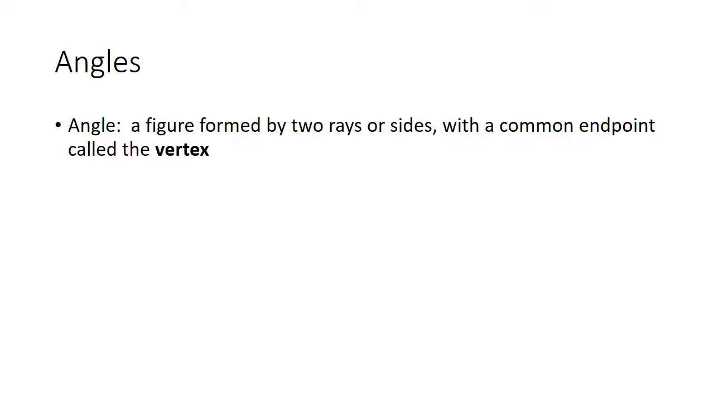An angle is a figure that is formed by two rays that have a common endpoint, and that common endpoint is called the vertex. So if we have a common endpoint and two rays coming off of it, that is going to be an angle. This here would be called the interior. And out here would be the, I almost put outside, that should be exterior, right?